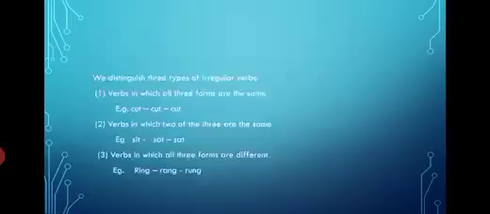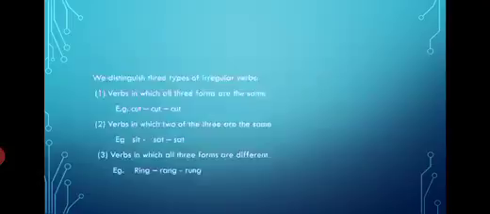Let us distinguish these irregular verbs into three types. We have three types of irregular verbs. Let us see what they are. The first one is verbs in which all three forms are the same. See, in these irregular verbs, we have different verb forms. In the first type, all the forms, first form, second form, third form, that is present form, past form, and past participle, are the same. For example, cut, cut, cut, cut.